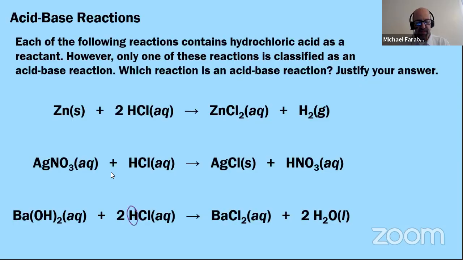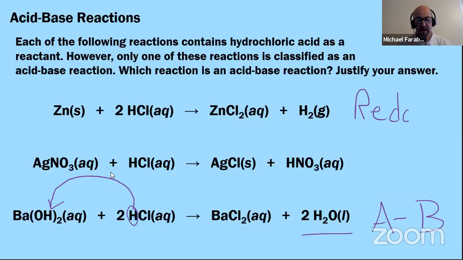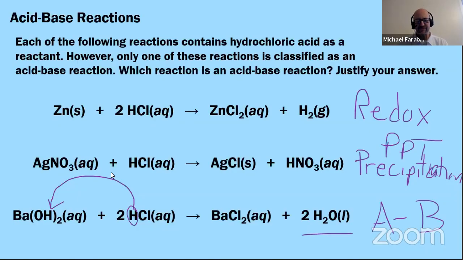So hydrogen is transferred from the HCl to the OH, that's a hydroxide ion, to produce water. So this is an acid-base reaction. And I will teach you in this lesson today that this first one is an example of redox or oxidation reduction. And this one here in the middle is an example of a precipitation reaction. And if I don't want to write out the word precipitation all the way, I might just write that as PPT for short. Okay, so that one in the bottom, the barium hydroxide plus the hydrochloric acid to produce barium chloride and water, that was an example of an acid-base reaction.